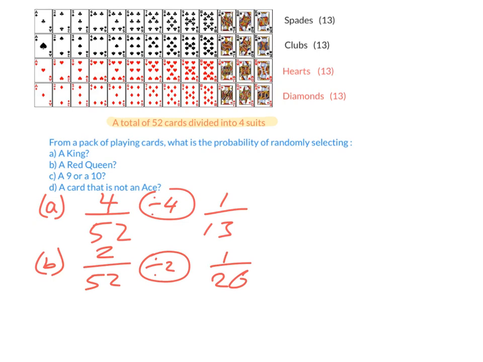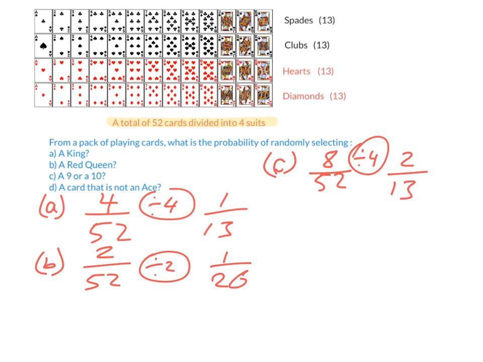Question C asks us the probability of getting either a 9 or a 10. So again, we've got 52 cards, a 9 or a 10. Well, there's a 9 and a 10 in each of the 4 suits. So that's 8 possible cards that we could select. So 8 over 52 is our probability. And we simplify by dividing by 4 this time. So 4 into 8 goes 2 times, and 4 into 52 goes 13 times. This gives us a 2 in 13 probability.